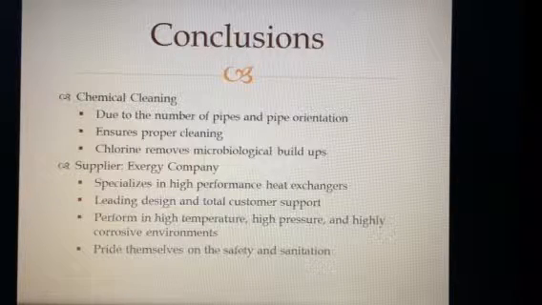And finally, we decided on Exeter Company for our supplier due to the fact that they specialize in high performance heat exchangers. They also perform well in high temperatures, high pressure, and highly corrosive environments, and they pride themselves on safety and sanitation.